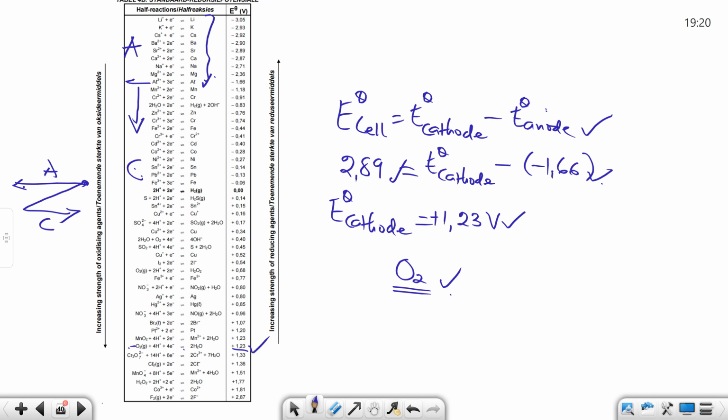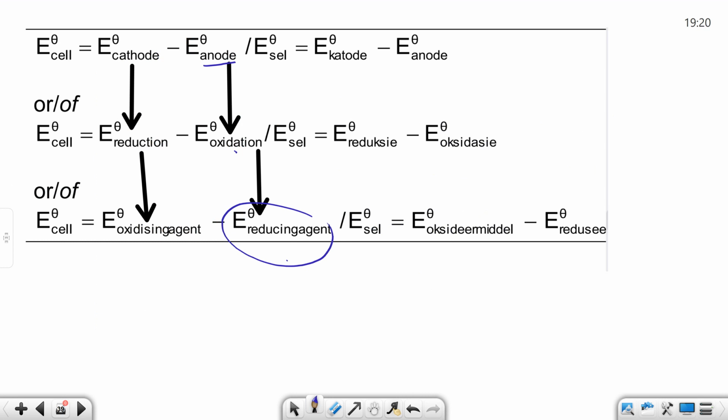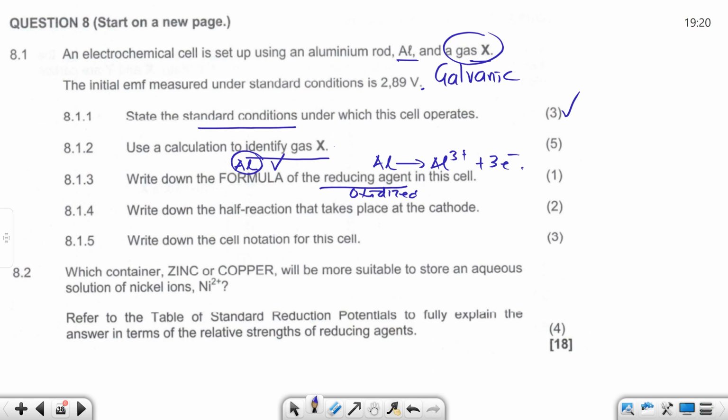But that should be 1 arrow, not 2. I'm moving on. Write down the cell notation of the cell. Cell notation is as simple as ABC. I want us to write this one.